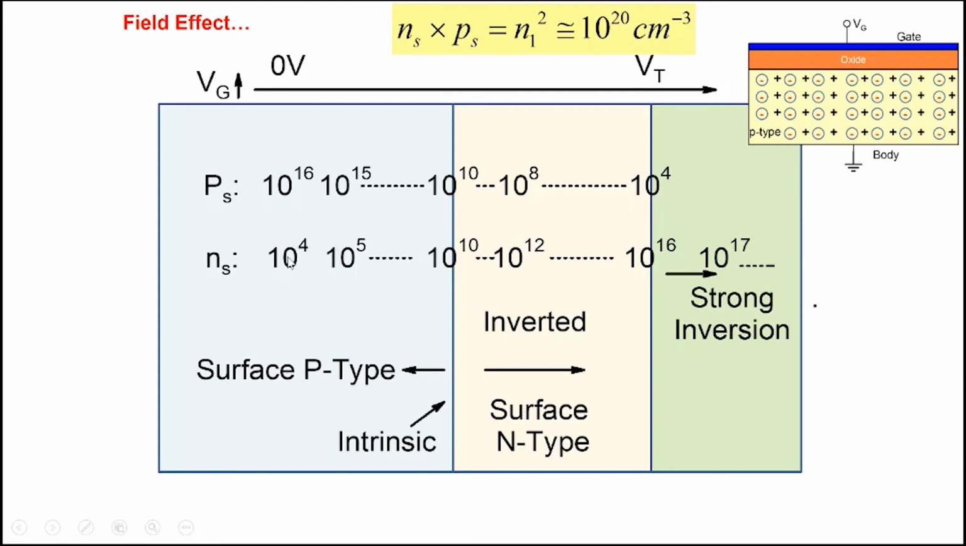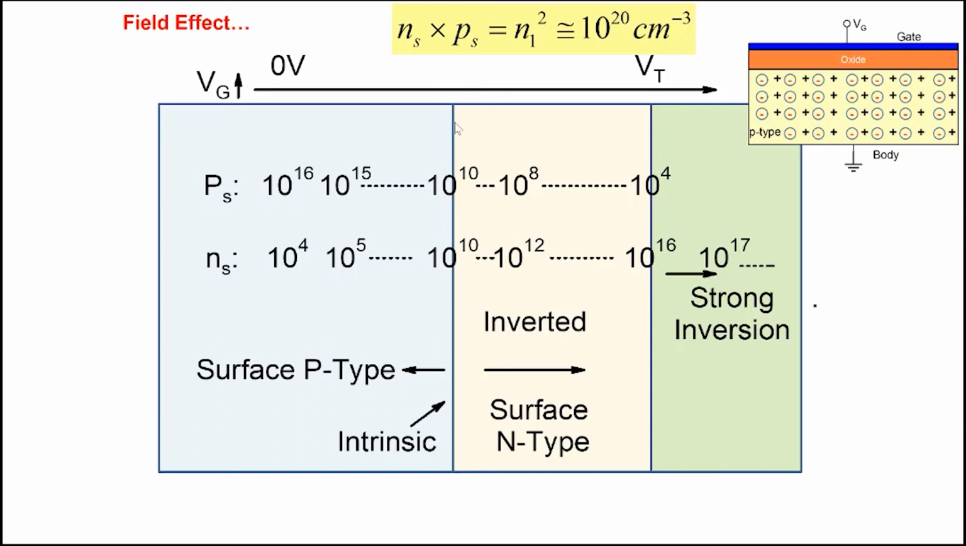So at this point, the whole region is p-type. The surface is p-type. p is greater than n. But then as you keep on applying gate voltage here, eventually Ps becomes 10 to the power 10, which is the intrinsic carrier concentration, and Ns also becomes 10 to the power 10. At this point, you have made the surface intrinsic, because both p and n are equal to each other. So it's like an intrinsic semiconductor.